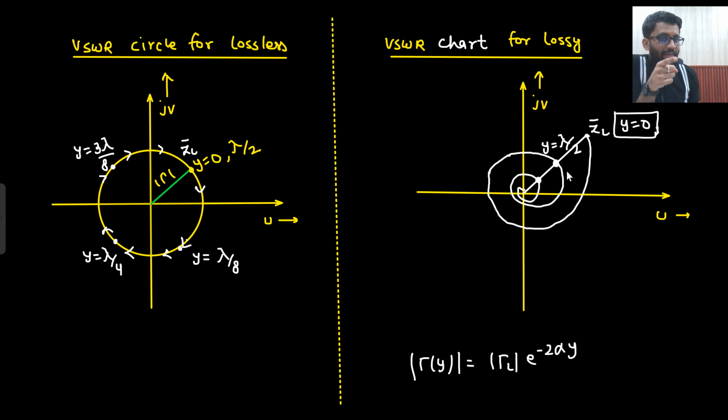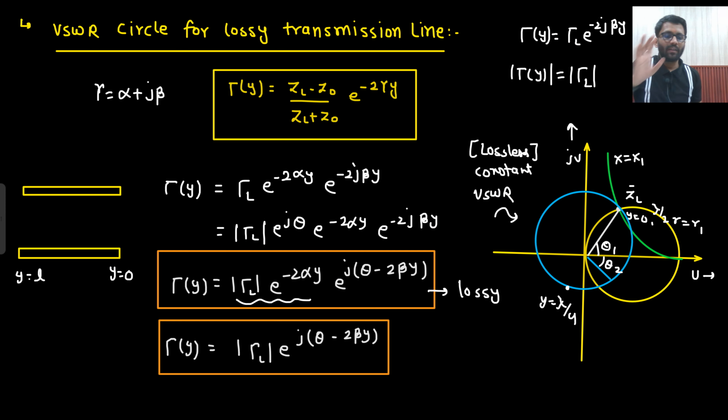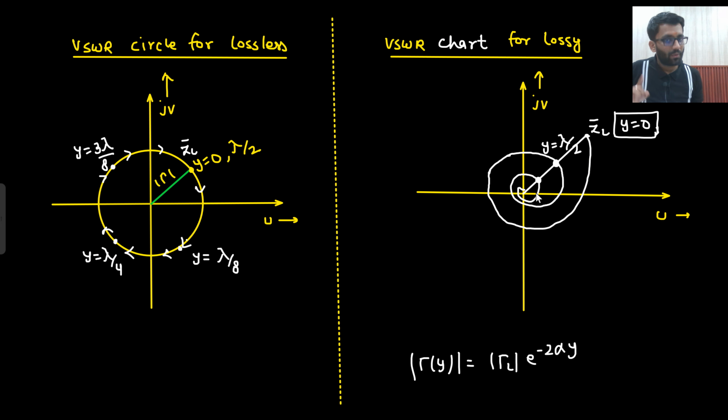Because if you cover lambda by 2 length, you are coming back to the same phase. Look what is happening here. Initially the phase was theta minus 2 beta y. As y increases, the phase keeps on becoming negative. Here the phase was positive, then as y increased, it became negative, and more negative means it is going towards positive only.